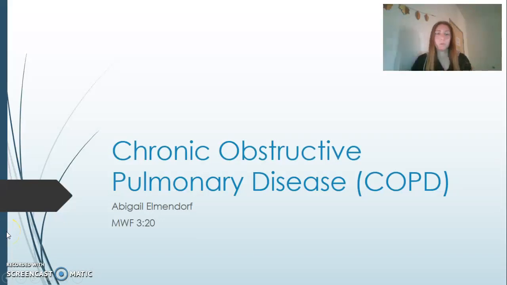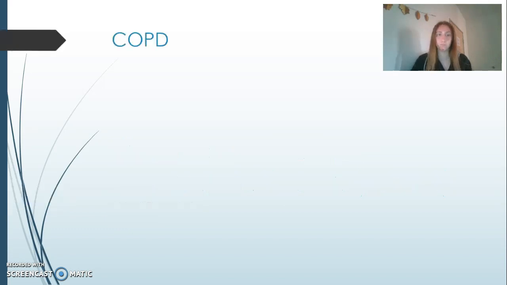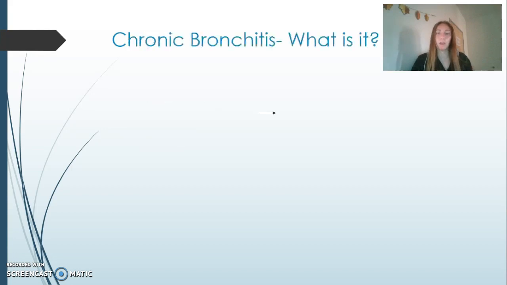I will be presenting on chronic obstructive pulmonary disease, which is also called COPD. COPD has three types: chronic bronchitis, emphysema, and asthma. Chronic bronchitis, what is it? It's a type of COPD, as stated earlier.